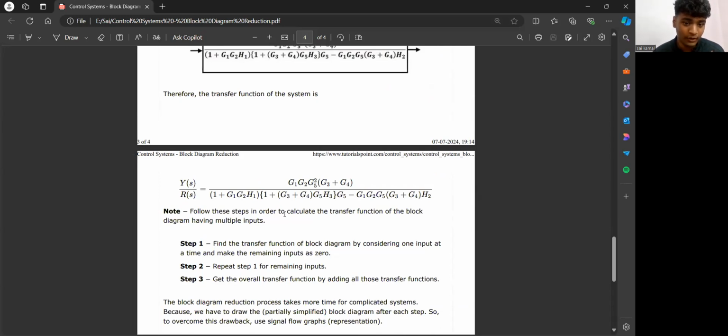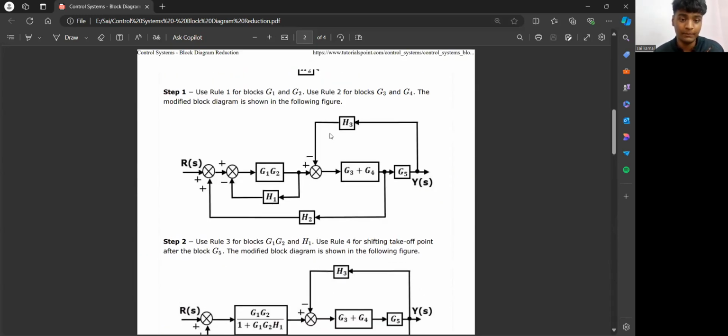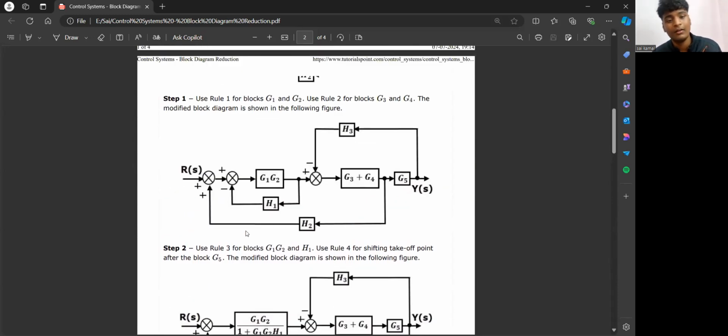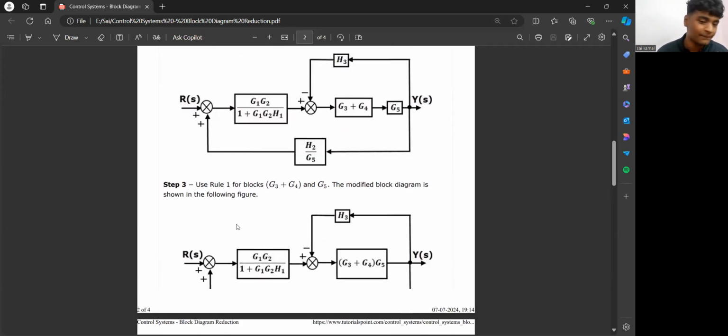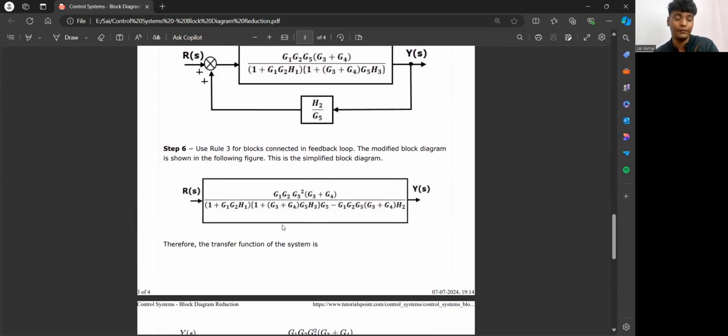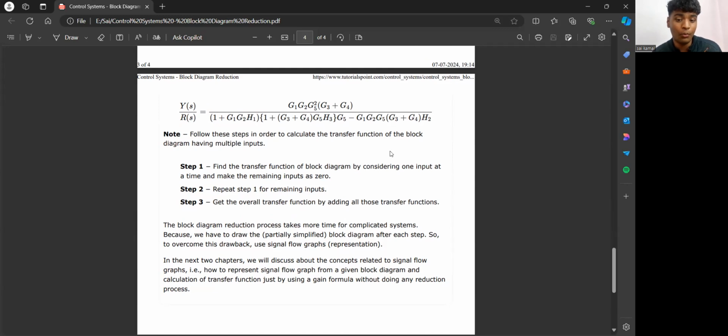Note, follow these steps to calculate the transfer function of a block diagram having multiple inputs. While solving this, we get small minor blocks which we need to solve by using the formula C of S by R of S. We need to divide the output by the input to get this form, and we can easily get the simplest form, as we can see on the screen. Find the transfer function of the block diagram by considering one input at a time and making the remaining inputs 0. Repeat step 1 for the remaining inputs and get the overall transfer function by adding all those transfer functions. The block diagram reduction process takes more time for complicated systems because we have to draw the block diagram after each step. So it is a time-taking process.